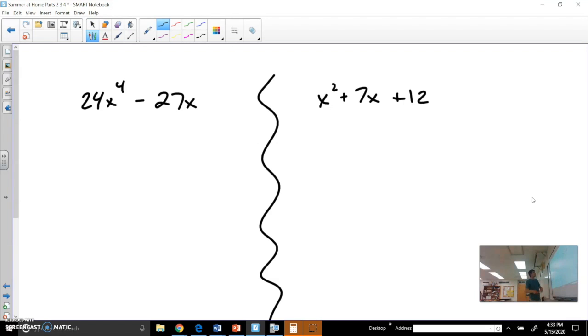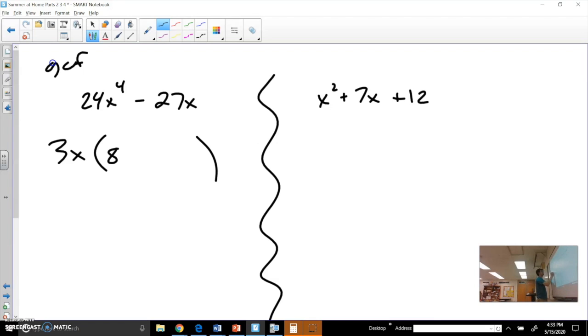So the first one, I see 24x to the 4th minus 27x. First of all, a power of 4 is a little high for beginning a quadratic, so the first thing I look for is a GCF, especially since 24 and 27 are both multiples of 3, and they both have variables. They both have x in them, x to the 4th and just an x. So for my GCF choice, they both have 3x as a common factor, and it's the greatest common factor that they have. And then I want to start dividing.